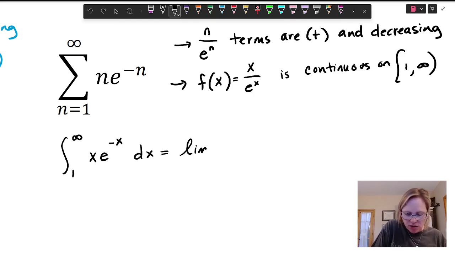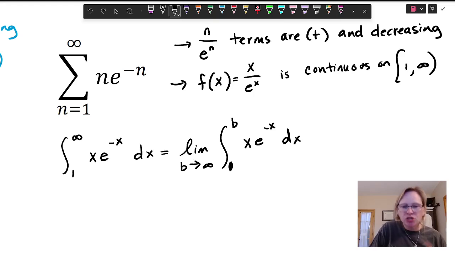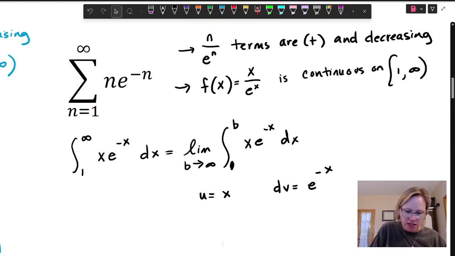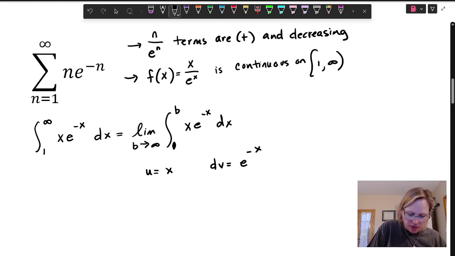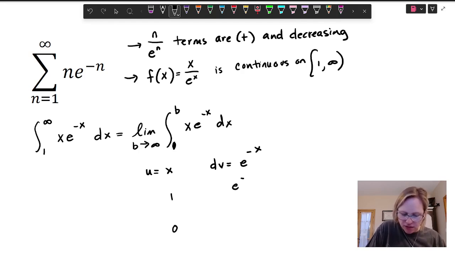I'm going to express my improper integral as a limit from 1 to b, x e to the negative x dx. And then I'm going to show my tabular integration. So I'm going to identify u. I always need to identify u and label u and dv, even if I'm doing tabular integration. So then I've got x, 1, and 0, and then I'll take the antiderivative: e to the negative x divided by negative 1, e to the negative x divided by 1.